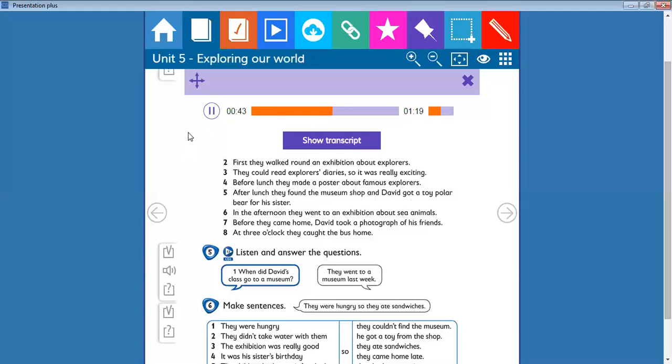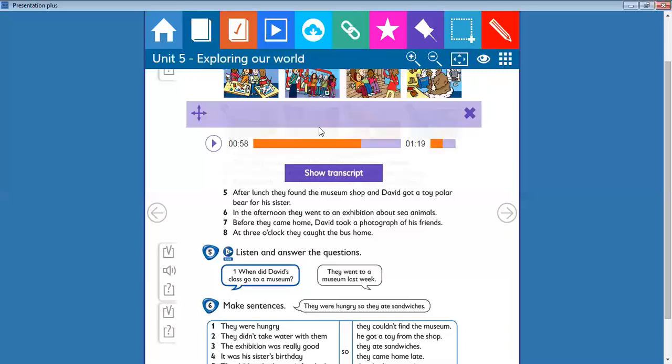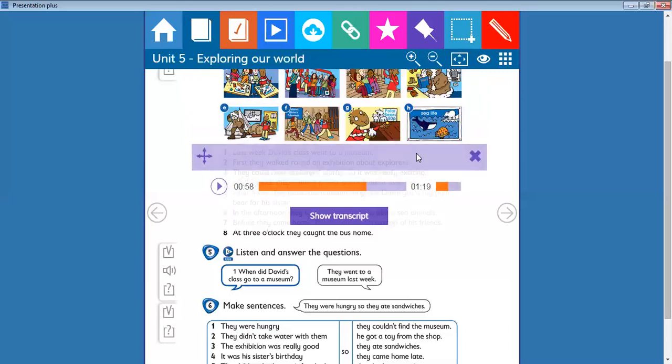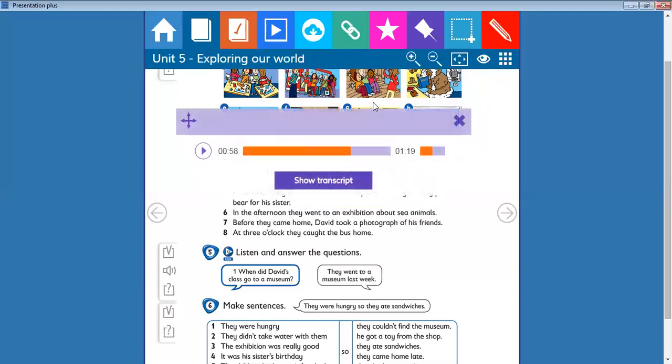5. Who did David get a toy polar bear for? He got a toy polar bear for his sister, of course. 6. Where did they go in the afternoon? So in the afternoon, they went to an exhibition about sea animals. Sea animals. The sea life.